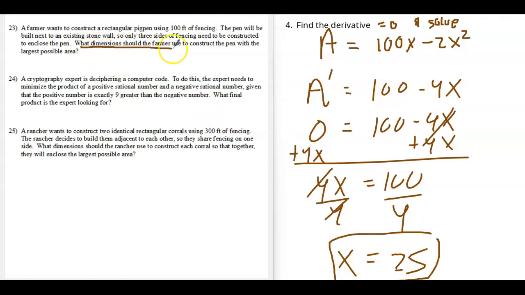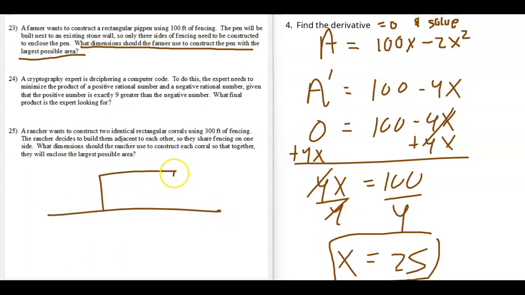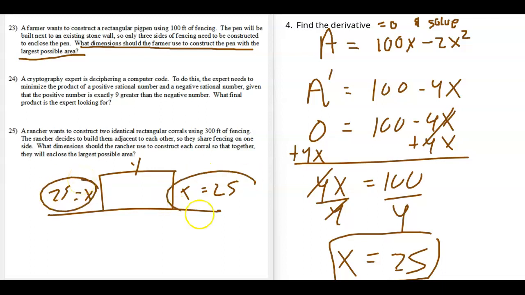The question is asking what dimensions the farmer wants to use when making the pig pen. So for that, let's go back to the picture from step 1. Our picture looks something like this, right? Well, we just found out that x is 25, right? We know we're allowed to use 100 feet of fencing. So if this is 25 and this is 25, what's left to make 100? Well, we had our formula, right? 2x plus y has to add up to make 100.